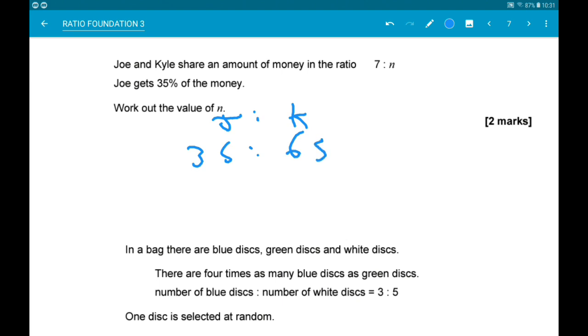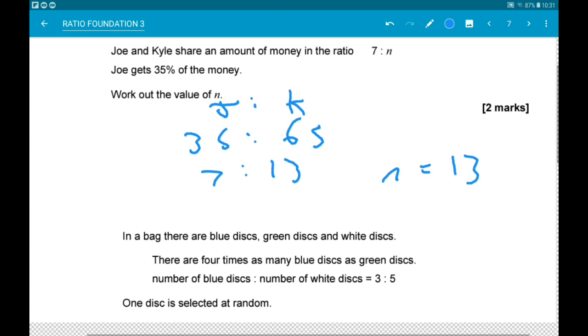Now we want to simplify that, so the common factor is 5, so divided by 5 we get 7 to 13. So n is 13.